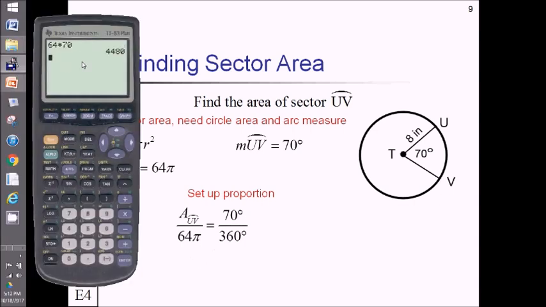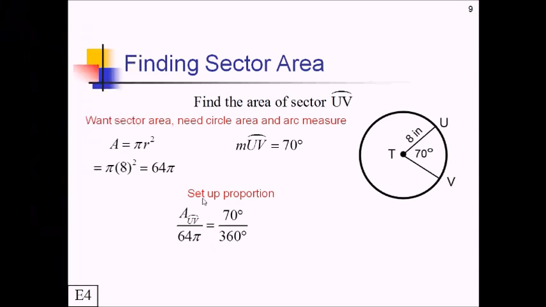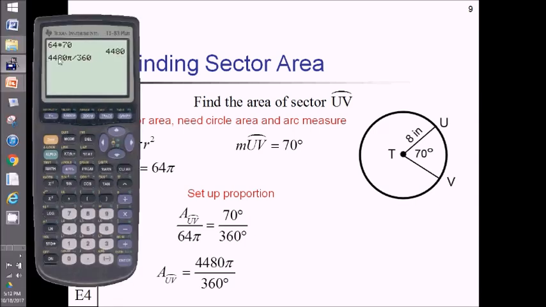64 times 70 comes out to 4480, so that's 4,480 pi divided by 360. Let's do that now. Here we go, and let's press enter. Comes out to 39 point, let's see, we'll call this 10.